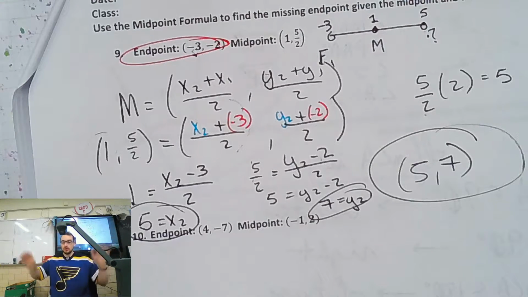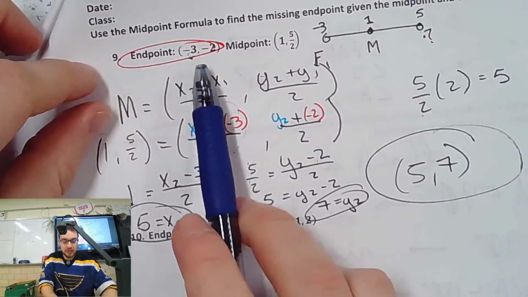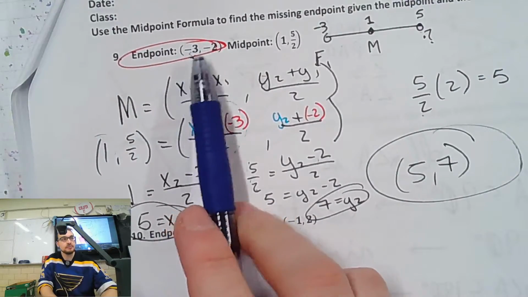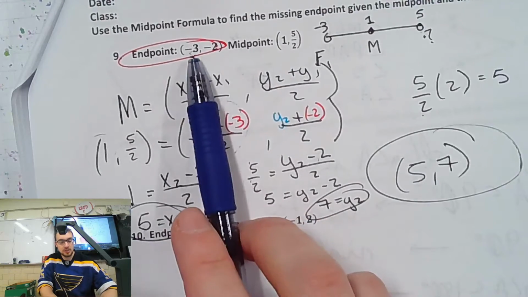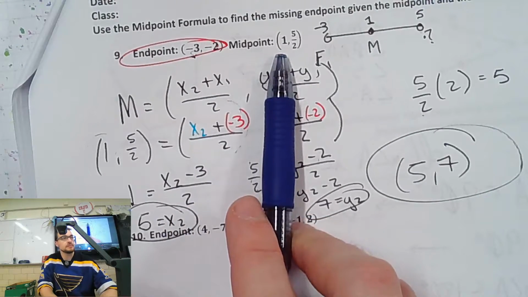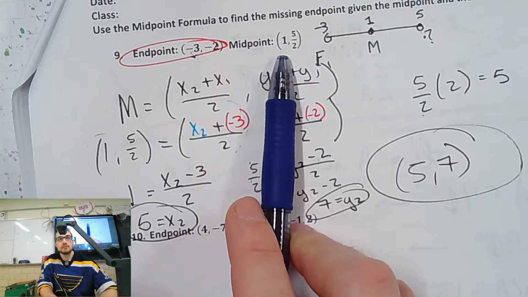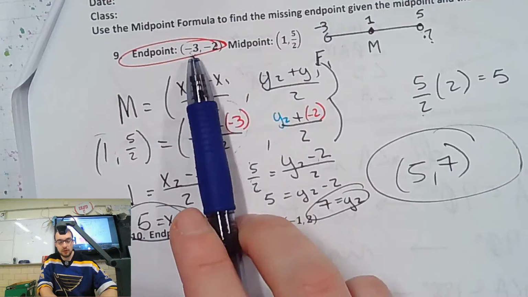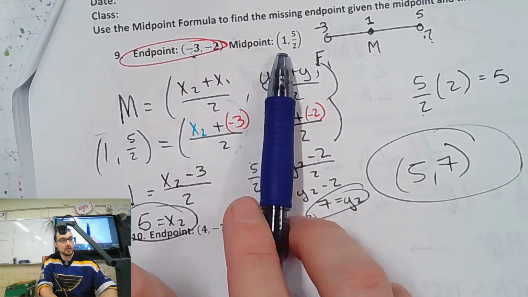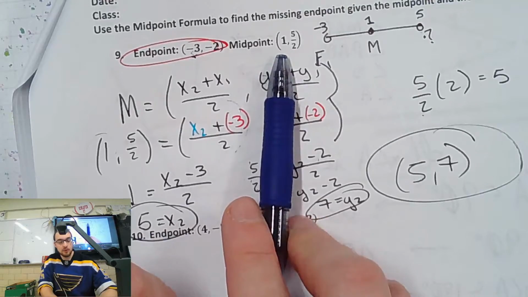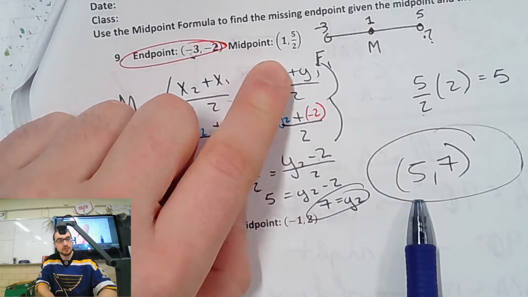Here's some logic for you. The endpoint is at -3 in the x part, right? And then it goes to 1 halfway there. How much did I add to get from -3 to 1? 4. I added 4 to get from -3 to 1. So halfway took adding 4 to the x. So if I add 4 more, I should get the other endpoint, and I do.